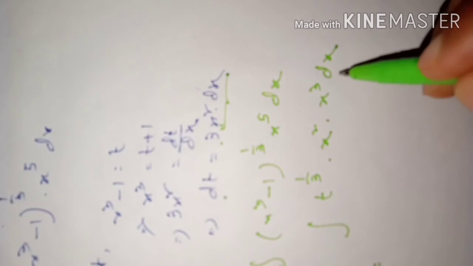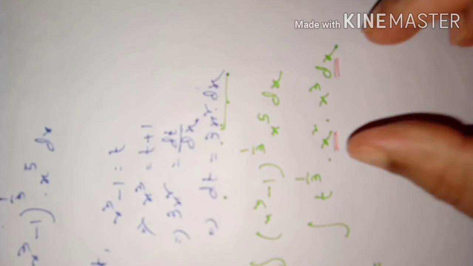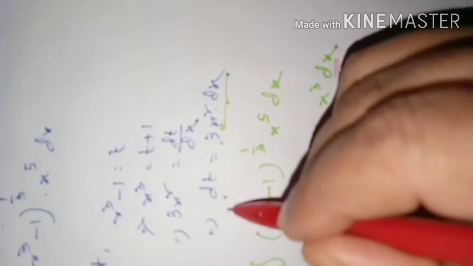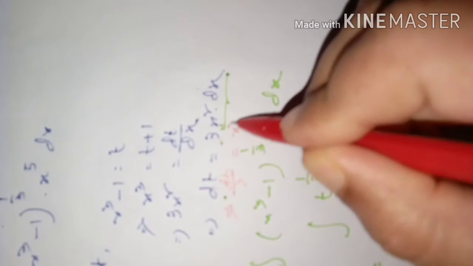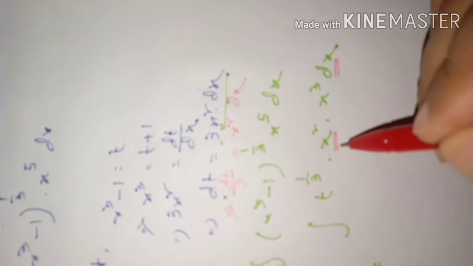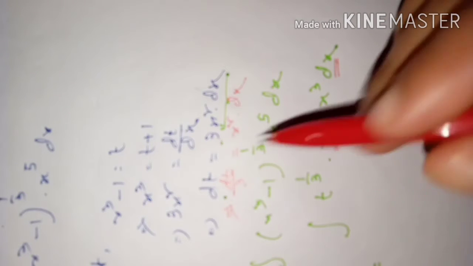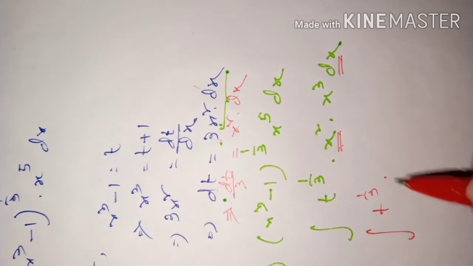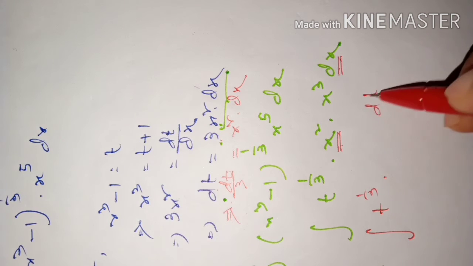So x square into dx can represent what? dt by 3. Are you understanding? I am saying that x square into dx can be substituted by dt by 3. Take this 3 to the other side, so dt by 3 is equal to x square times dx. When you have x square times dx, you replace it by dt by 3. So I am writing the integration of t to the power of 1 by 3 into, for this x square into dx, we will write dt by 3.